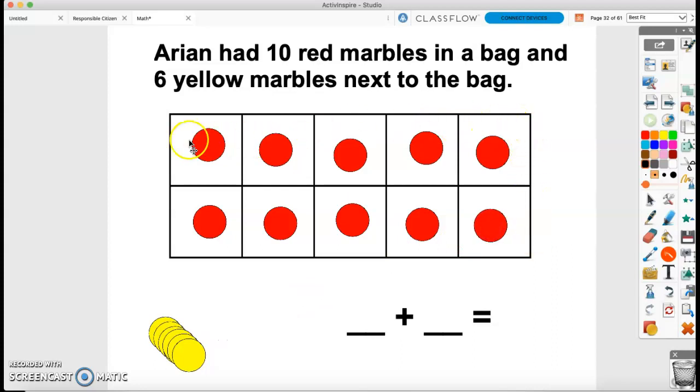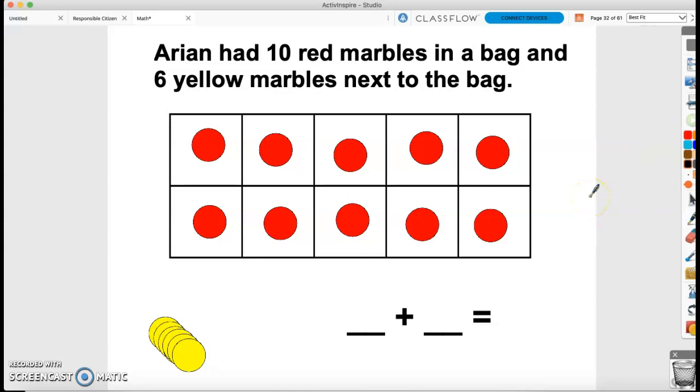Now this is called a 10 frame because there are 10 spots. And if I fill up each spot, that means I have 10 in my 10 frame. So I would say that I have 1 ten. So I have a group of 10. And I know that because I see my 10 frame is filled up.